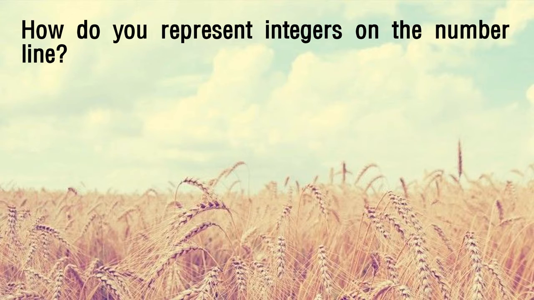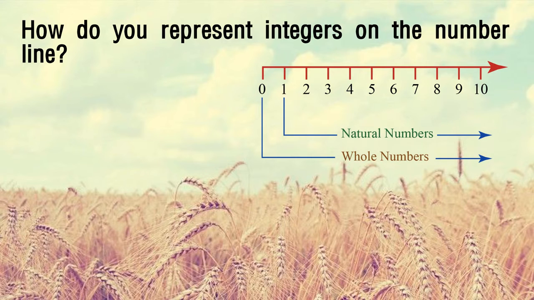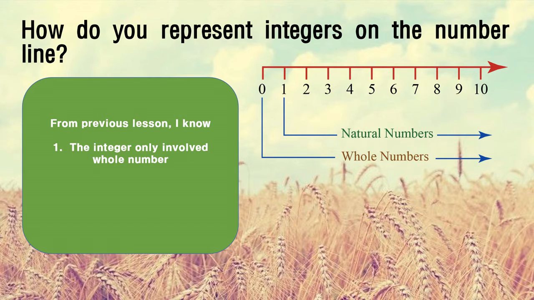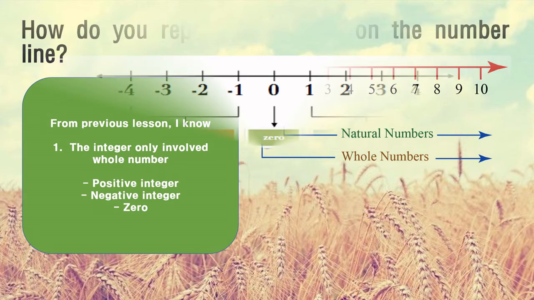The first one is, how do you represent integers on the number line? We already understand that natural numbers and whole numbers go from the left to the right. From the left it will be the smallest number, and when you go to the right, the numbers become greater. In the previous lesson, we learned that whole numbers start from 0 until infinity. When we talk about integers, we have positive integers, negative integers, and also 0. So how will these three kinds of numbers be represented on the number line?